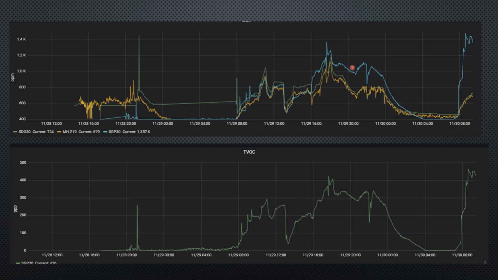The blue one is the ECO2. Around 18 o'clock and also this morning it shows higher values than the real CO2 sensors.